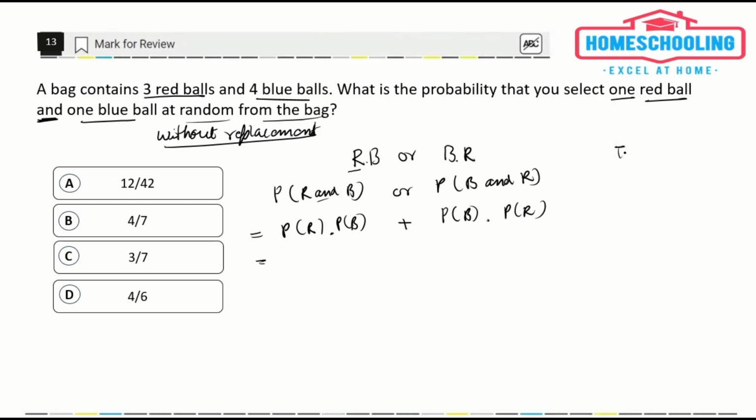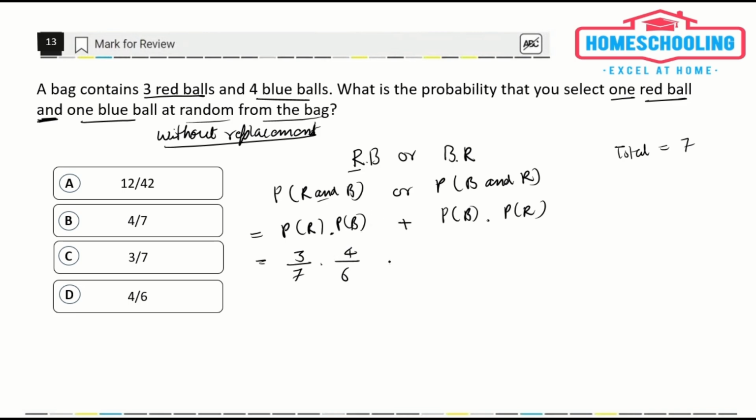So total balls are 3 plus 4, 7. First we have to find the probability of finding a red ball. Total number of balls are 7, and we have 3 red balls. We have taken one red ball outside without replacing it. Now we have to find the probability of a blue ball. So total number of balls left are 6, and we have 4 blue balls.